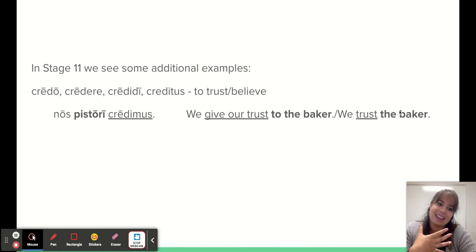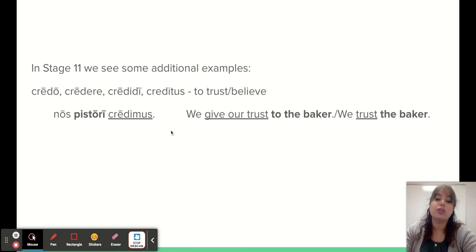But in Latin, the actual sense of this verb is you give your trust to someone. So that's why the direct object in this case, going along with this verb, is actually going to be in the dative. This is a little weird. This is how a lot of languages do this. There's a couple of things that do this.